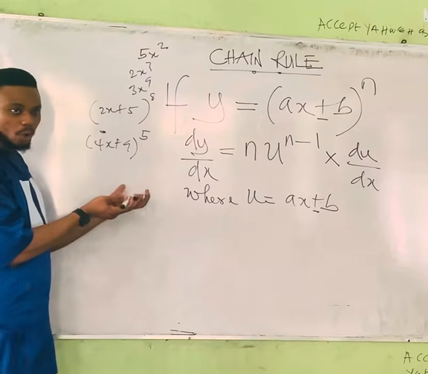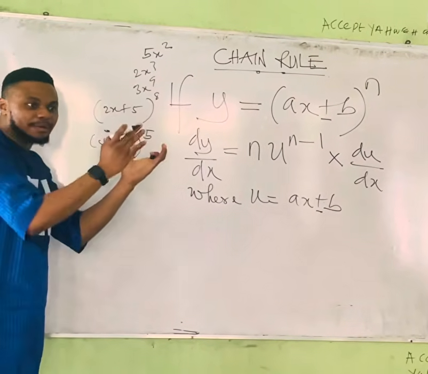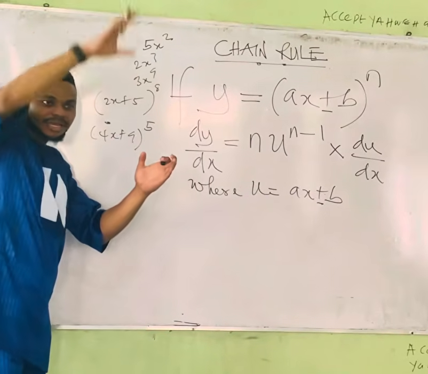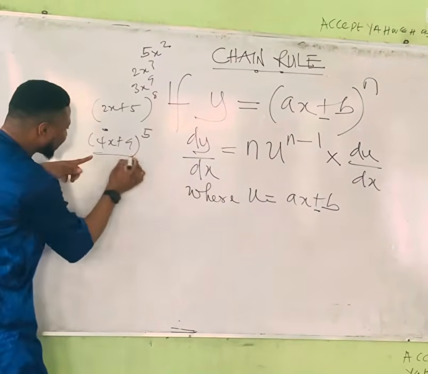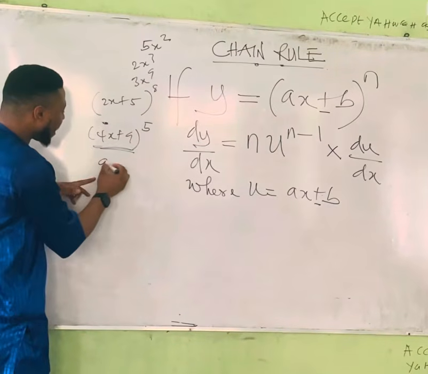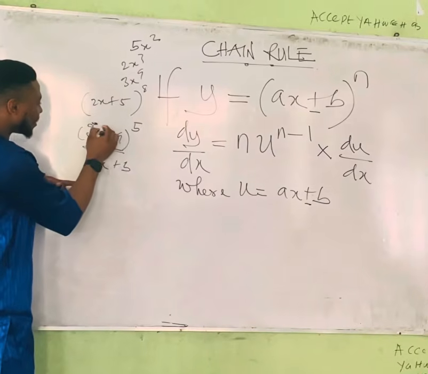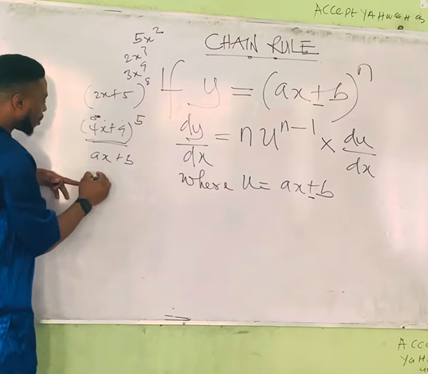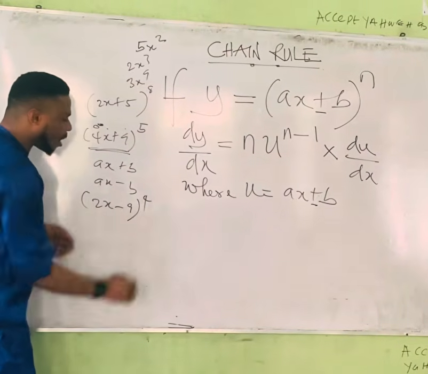This is an example of what we mean by the function of higher power. When you have a function in a bracket, then you have a power. It's raised to a certain power, n. This guy inside here is called your ax plus b. This a, this x, this b. Or ax minus b. You can have 2x minus 9 raised to power 4.